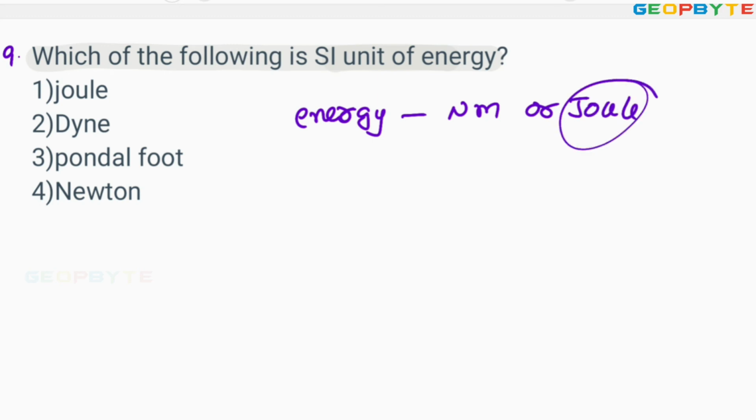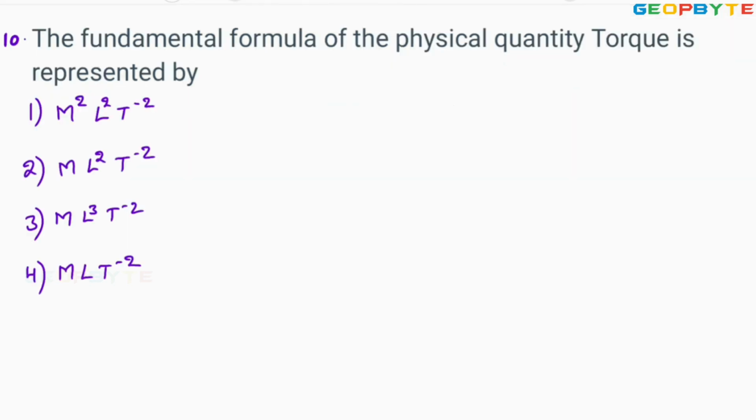Which of the following is the SI unit of energy? You know, the SI unit of energy is Newton meter or joule. Joule is the unit of energy in the SI system. Therefore, the very first option itself is absolutely correct. Look at the last problem.